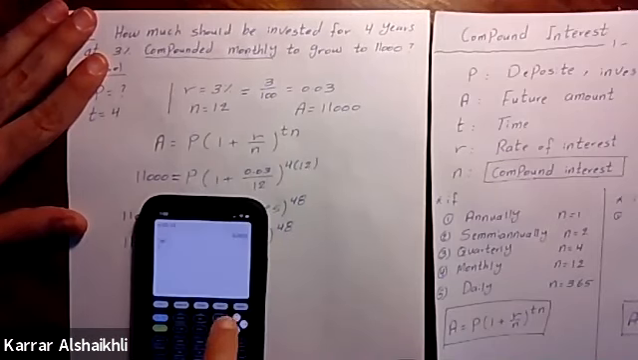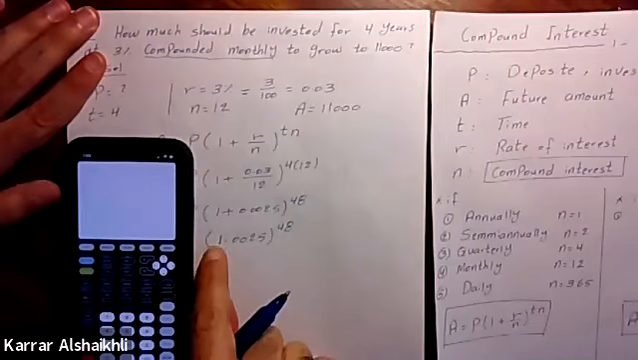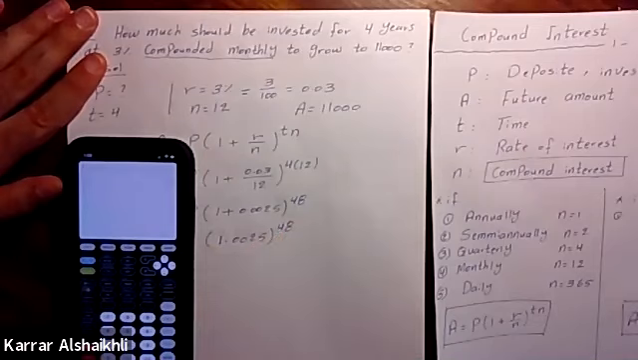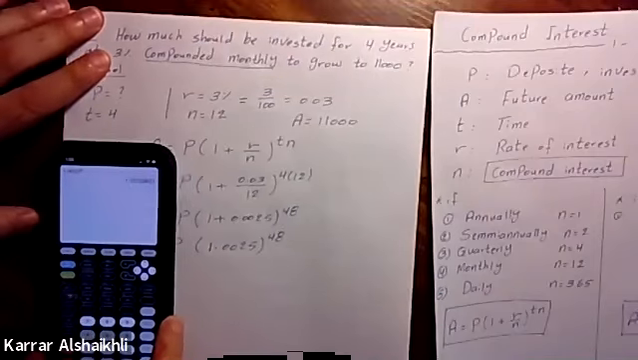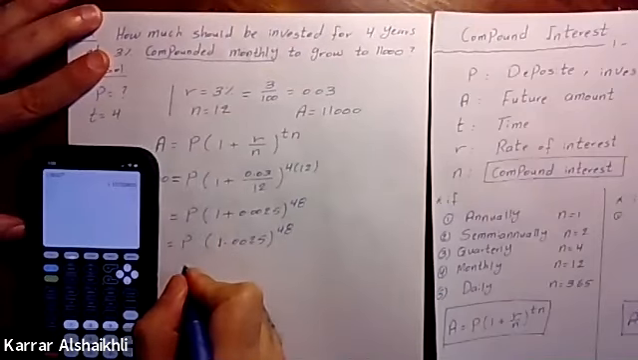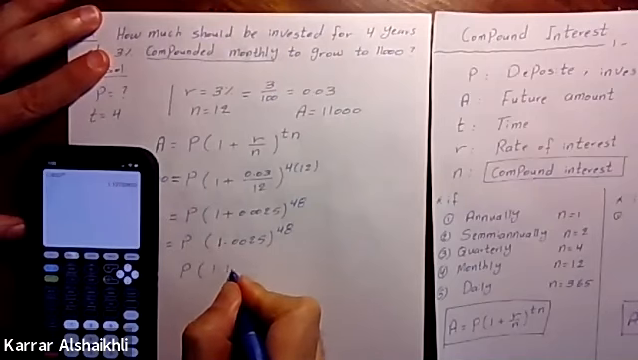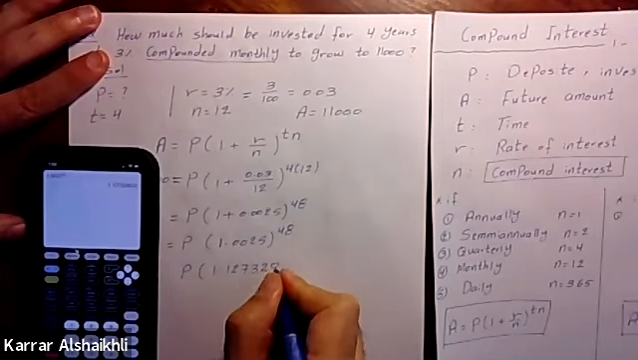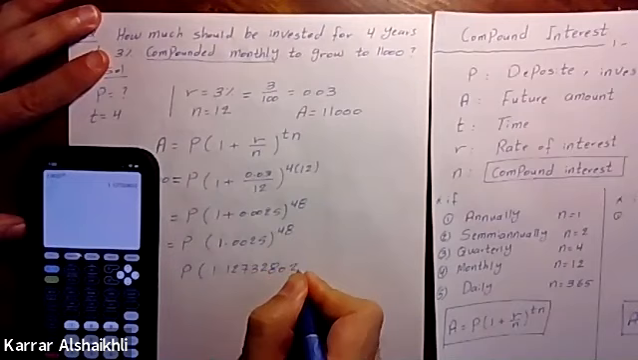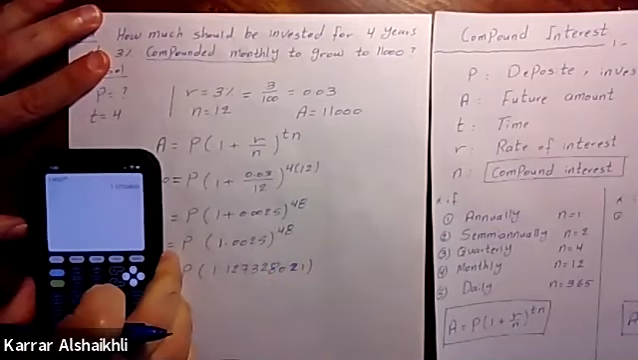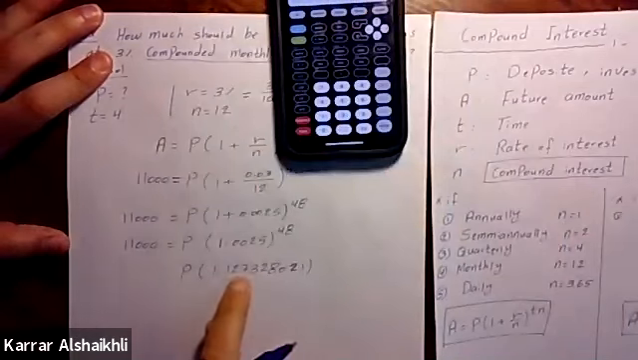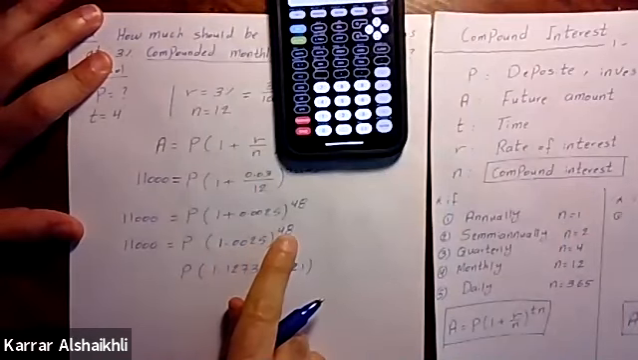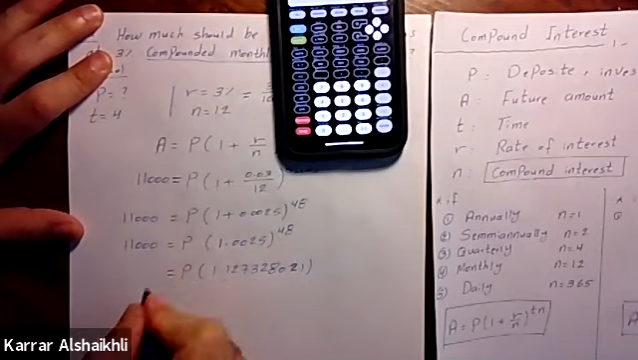So let's go back here and check how much it's going to be. 1.0025 to the power 48. And it's going to be, here's the P, 1.127328021. I wrote the whole number. This is 1.0025 to the power 48. And the left side is going to be exactly the same.